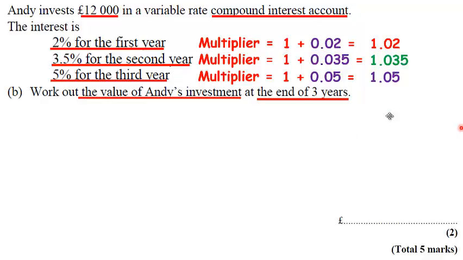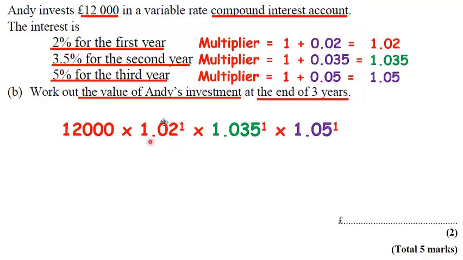And now I'm going to do several multiplications. It's very similar to the last time. I have £12,000 to start with. For the first year, there's my multiplier. For the second year, that's only 1 year, that's the multiplier. And then that's the multiplier for the third year, but that's only for 1 year as well. So each interest rate only applies for 1 year, but this is the first, the second, and the third.